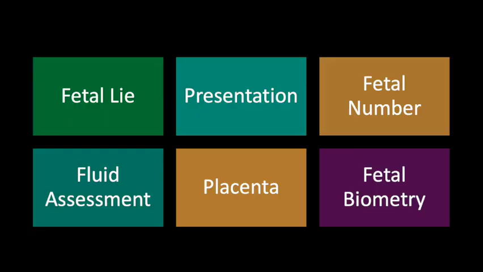Today, however, we're going to be talking about something that does have really good evidence for its use, and that's the use of point of care ultrasound for second and third trimester. We're going to talk about fetal lie, presentation, assessing fetal number and amnionicity and chorionicity. We'll talk about assessing the fluid. We'll look at some placentas, and then we'll talk about measuring baby for growth scanning.